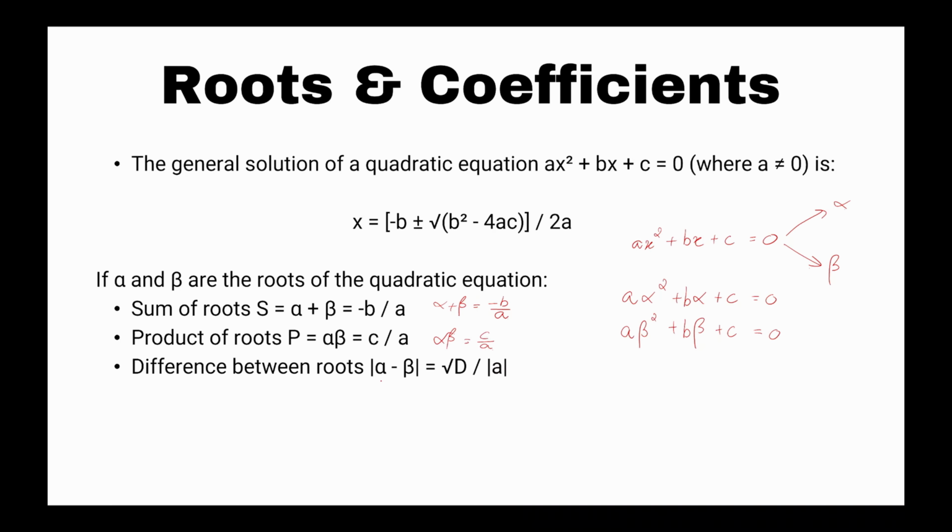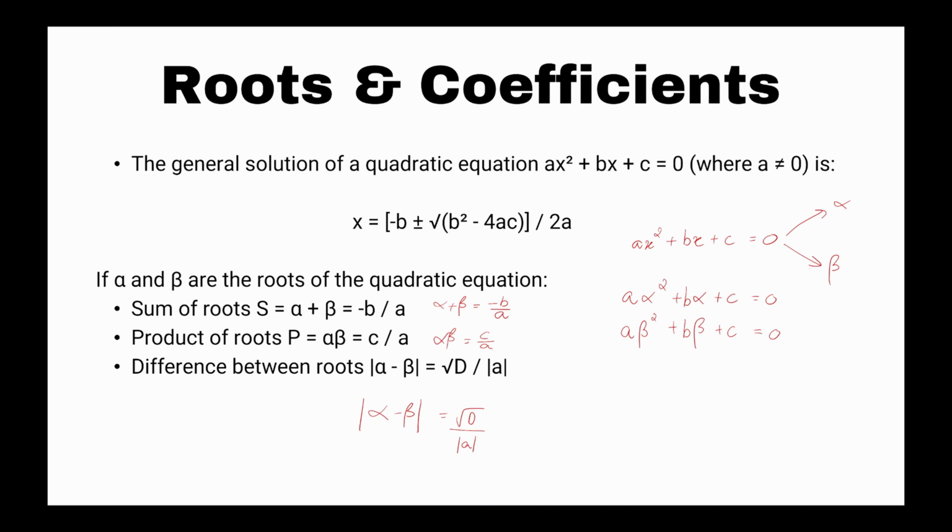And the difference between the roots, alpha minus beta. Now this is under modulus, and I hope you all know the function of modulus. Modulus makes anything inside it, whether negative or positive, come out positive. We do not know whether alpha would be greater or beta would be greater. That is why we say modulus of alpha minus beta, which is equal to root of the discriminant divided by modulus a. So modulus of alpha minus beta is equal to root D by modulus a.